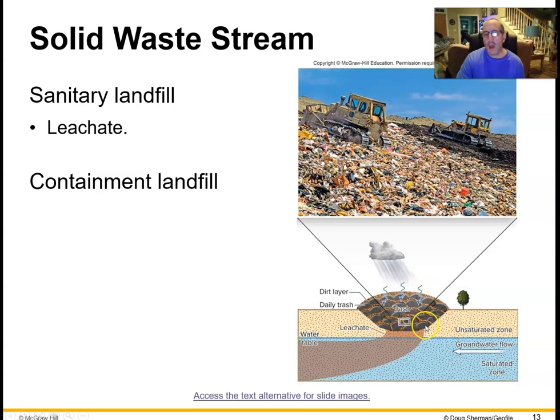However, if you have a hole in that liner, or if it's not installed properly, or there's an issue, which there more oftentimes than not are issues, then you can have this leachate leaving that landfill, getting into the groundwater, and really, really causing problems in local areas.